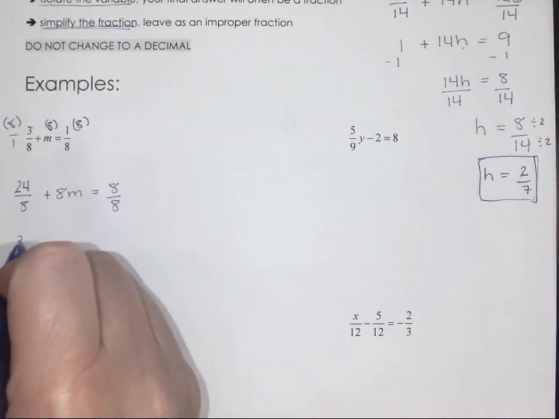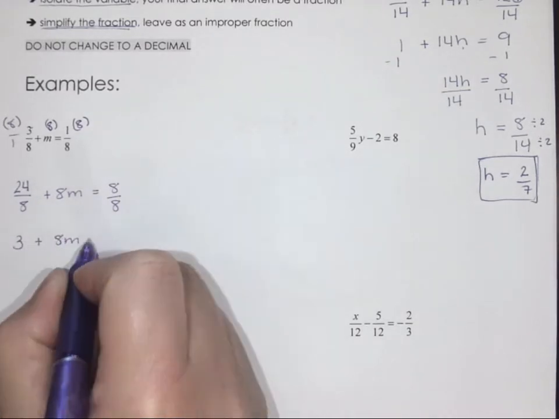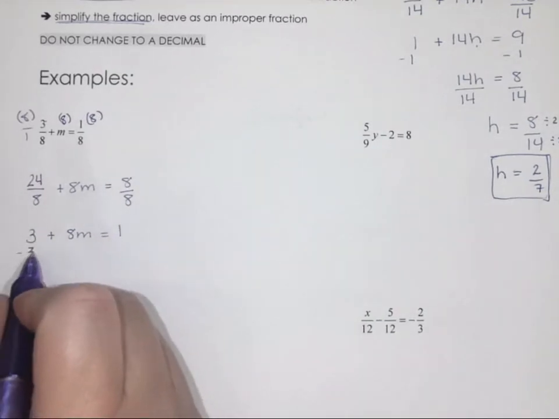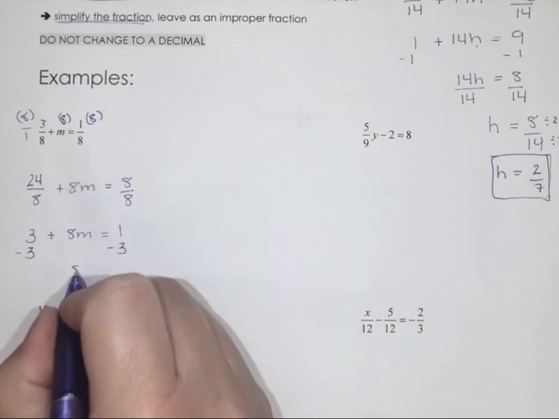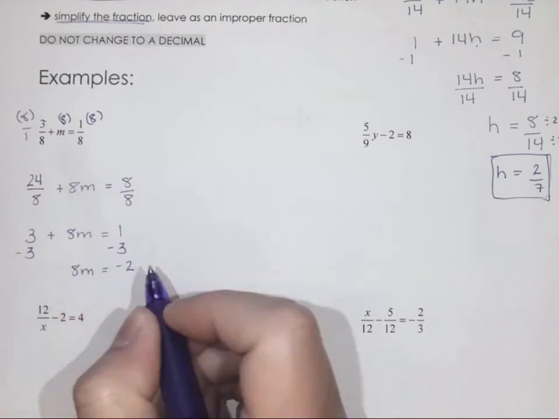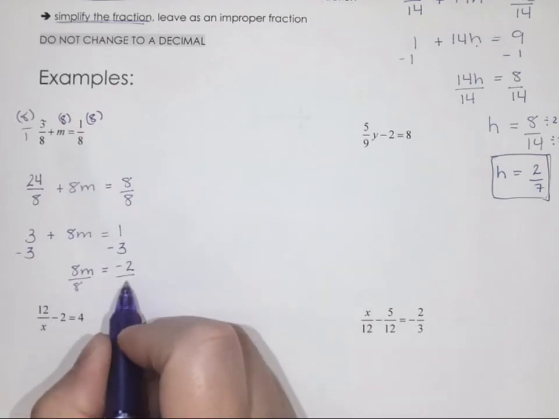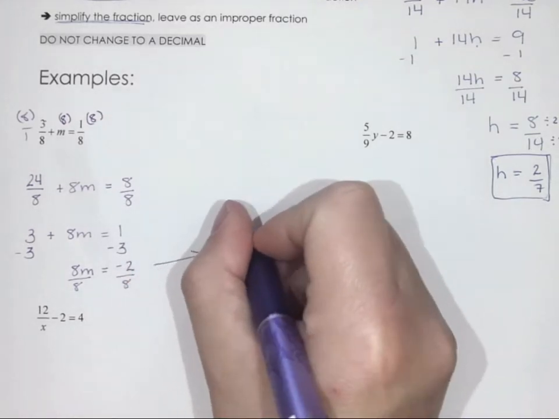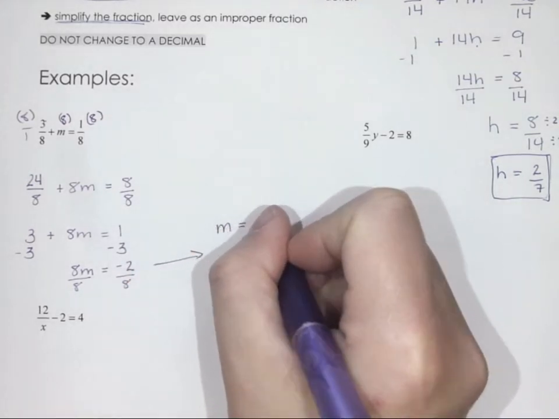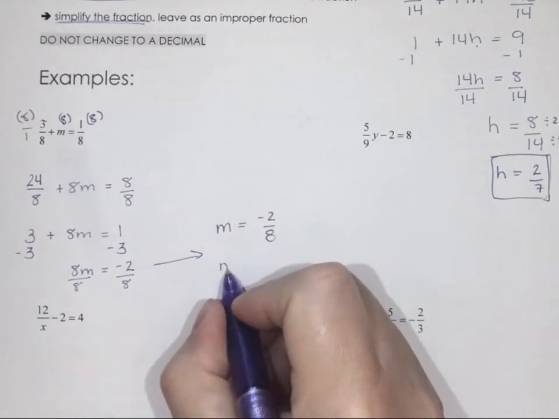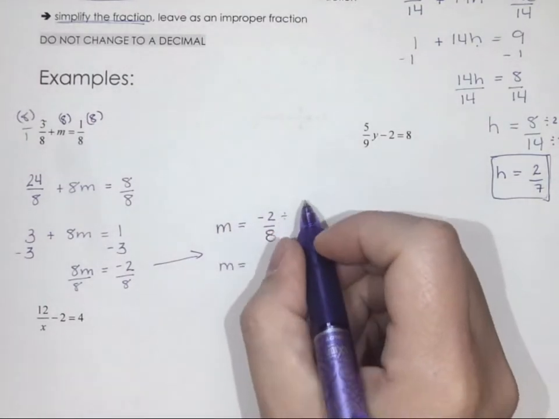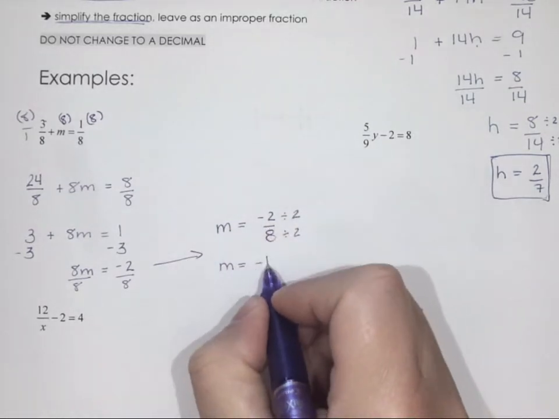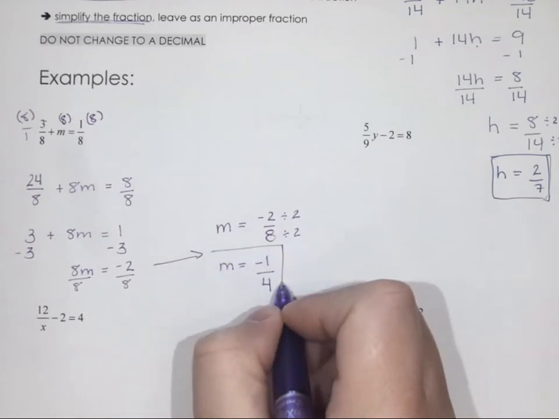So I'm going to simplify now, so that's 3 plus 8m equals 1. I want to go ahead and isolate that variable, so I'm going to subtract 3, so 8m equals a negative 2. I'm going to divide by 8. I'm just going to move this over here. So m is equal to a negative 2 over 8, but that can be simplified. So I'm going to divide 2 out of the numerator and the denominator. So I'm going to have a negative 1 over 4. And that's my answer there.